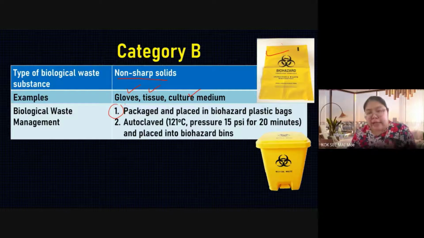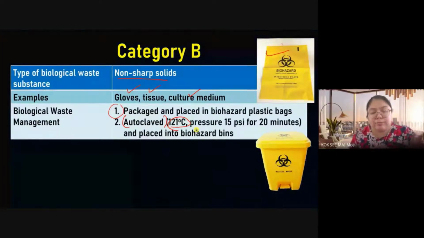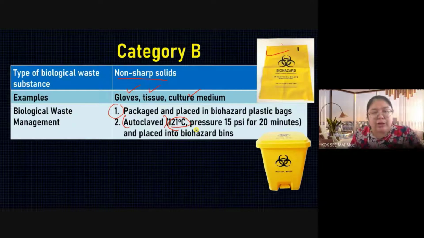Number 2, if it is very dangerous, you need to autoclave. You see, autoclave is heated until 121 degrees Celsius. So 121, because the microorganisms are dead by then. At 100, still not yet; at 100 there are still microorganisms that have not died. So you need to heat until over 120. The pressure is around 15 PSI for 20 minutes. Only then they all die. After that, you place it inside the biohazard bin.